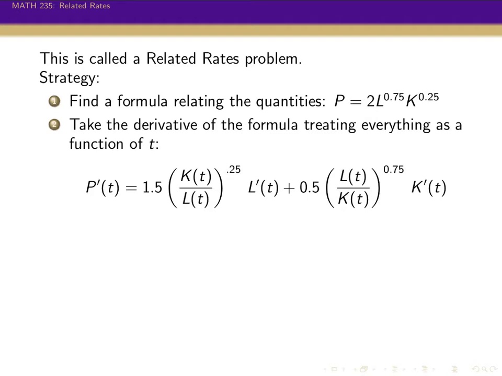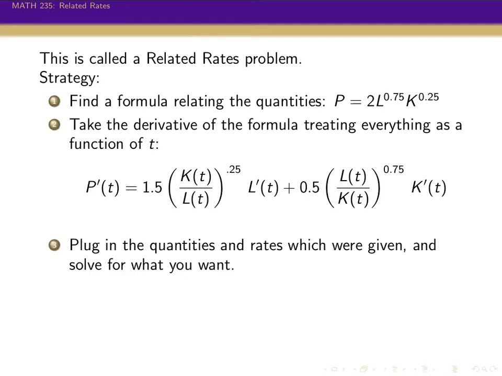And so this was the next big step we did. Wherever we have functions that are changing in terms of time, we keep their derivatives because those are important in this. And then we plug in the quantities and rates that were given and solve for what we want. So in this case, this was already essentially all arranged nicely for us. We just needed to find P prime of t.